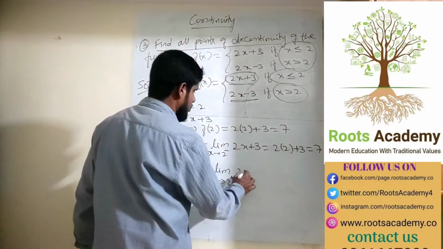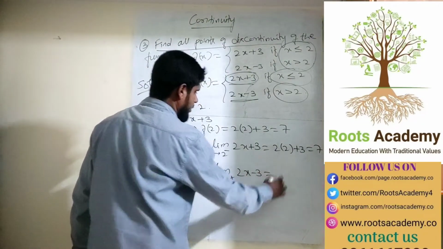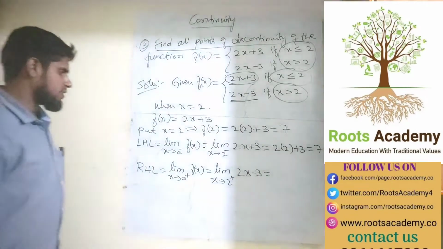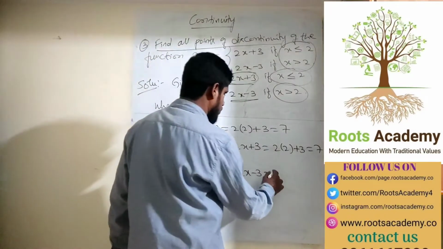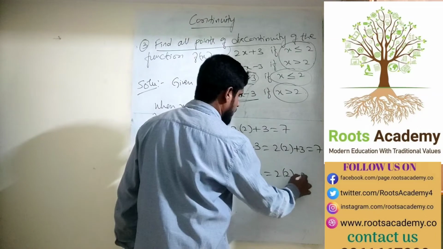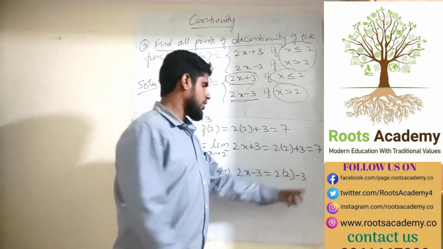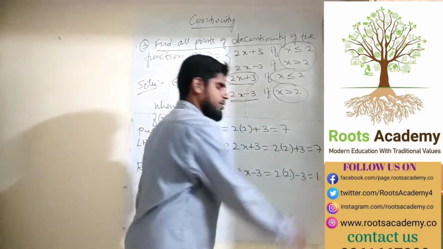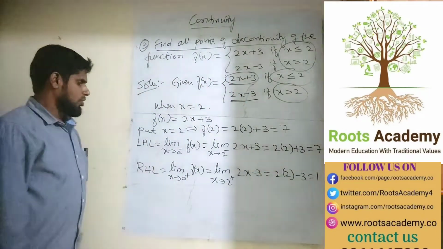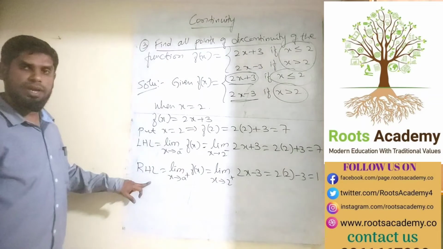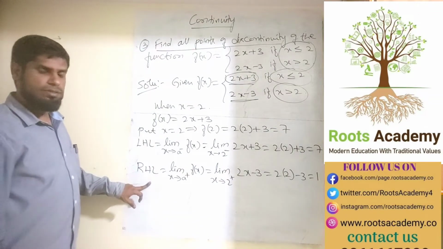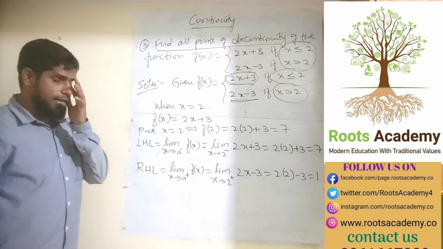That is 2x minus 3. So here if I substitute the value of x as 2, 2 into 2 minus 3. So here 2 into 2 is 4, minus 3, it's 1. So here the left hand limit is not equal to the right hand limit. So the limit does not exist here.